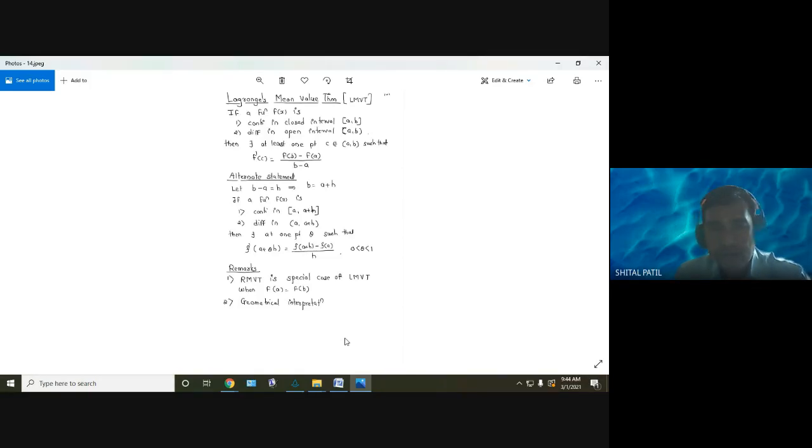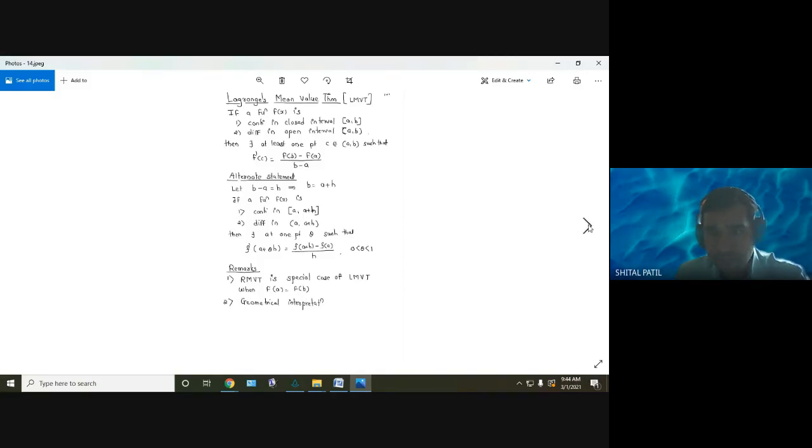Remarks. In this statement, if we substitute f of b equal to f of a, which is the condition of Rolle's theorem, then we get f dash of c equal to 0. So Rolle's theorem is a special case of Lagrange's mean value theorem when f of a equals f of b.